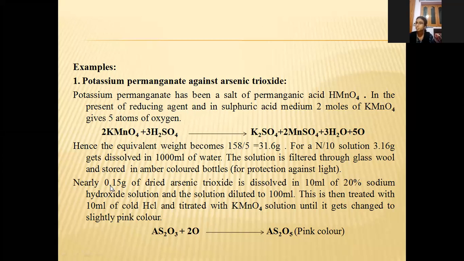We have to take 0.15 grams of dried arsenic trioxide, dissolved in 10 ml of 20% sodium hydroxide. A 20% sodium hydroxide solution means we dissolve 20 grams in 100 ml of water. This 0.15 grams of arsenic trioxide is dissolved in 10 ml of 20% sodium hydroxide solution, and the solution is diluted to 100 ml.